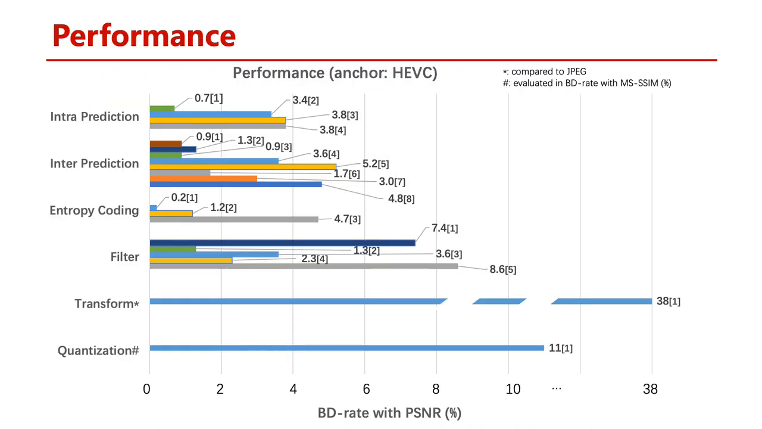This figure shows the performance of learning-based coding tools. In-loop filter, inter and intra prediction, as well as entropy coding can all benefit from learning. These performances are all compared with the anchor of advanced video coding standards such as HEVC, but we don't have enough examples for transform and quantization. So here the transform result is only compared with JPEG.